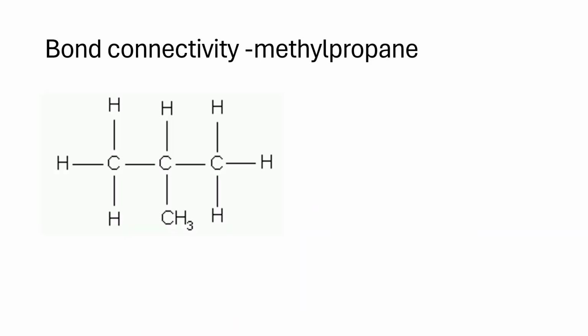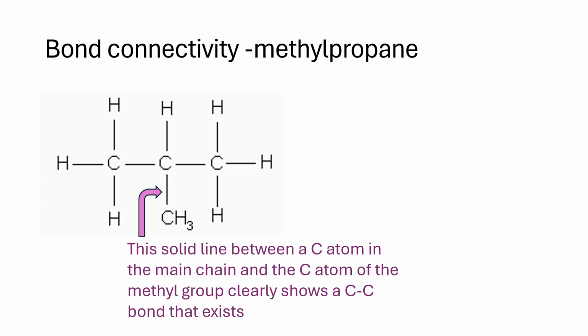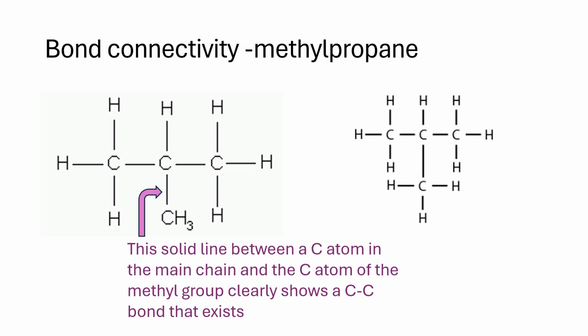So obviously from time to time you might see it represented like this. This is methylpropane. So the solid line between the middle carbon there and the CH3 group clearly shows a carbon-carbon single bond that exists between them. You could also represent it like that as well.